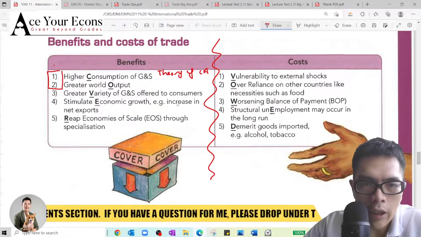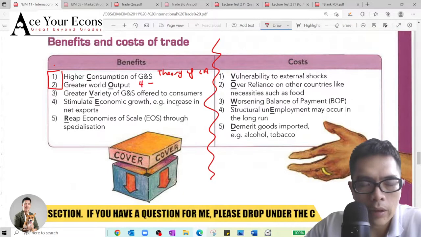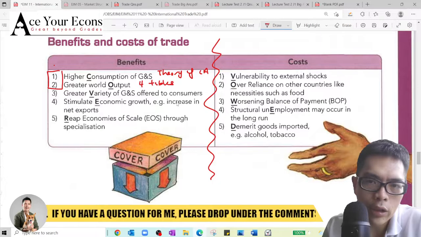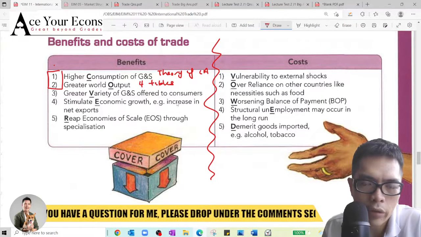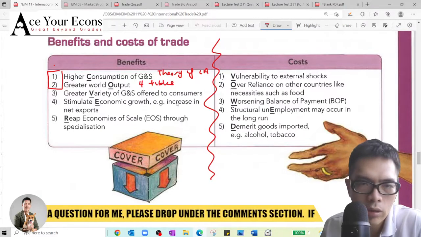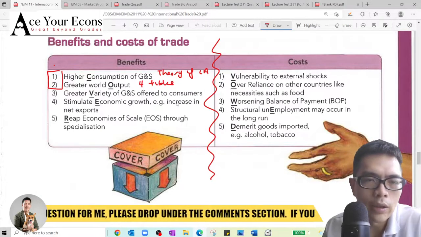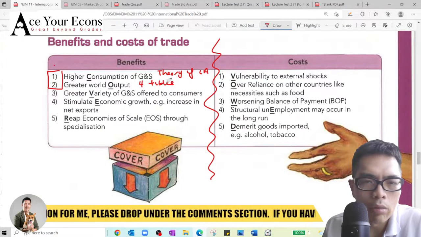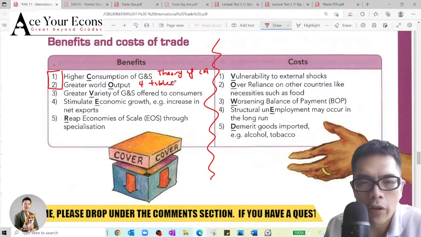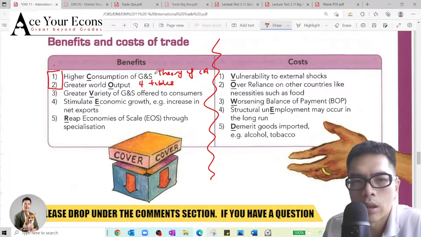Make sure you're comfortable with theory of CA and the four tables. Especially if you did not finish last week and submitted half a script, it means that you're not writing fast enough or your concept is not strong enough. Then you may want to revise last week's lesson first before you attempt the optional assignment.